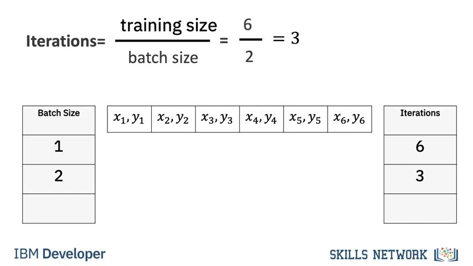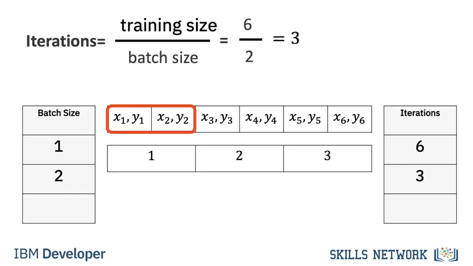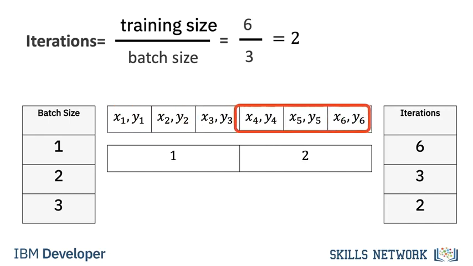For a batch size of 2, it takes 3 iterations. We can verify this pictorially. Each iteration uses 2 samples. Finally, for a batch size of 3, it takes 2 iterations. Again, we can verify this pictorially.